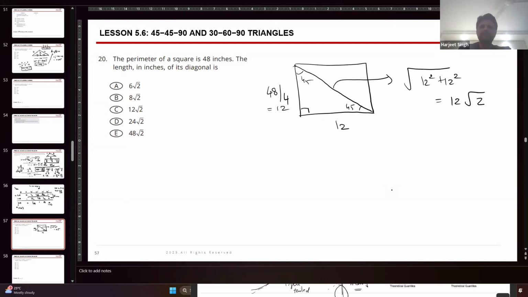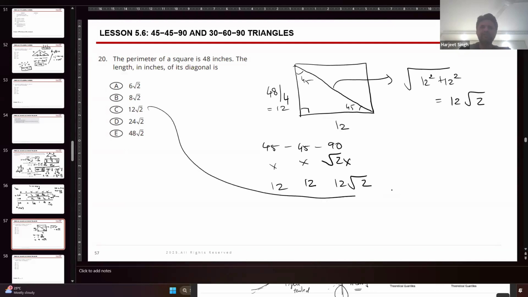This is one way. The other way is that 45, 45, 90 is in the ratio of x, x and root 2x. Now x is 12, so 90 will be 12 root 2. So that's your answer. So side opposite to 90 degrees is the diagonal. Got it, right?